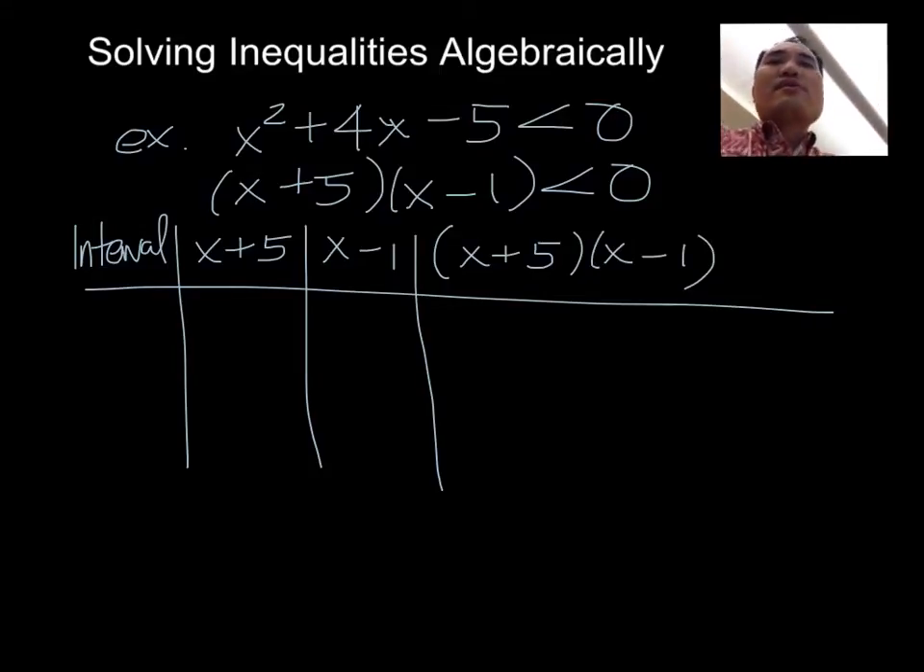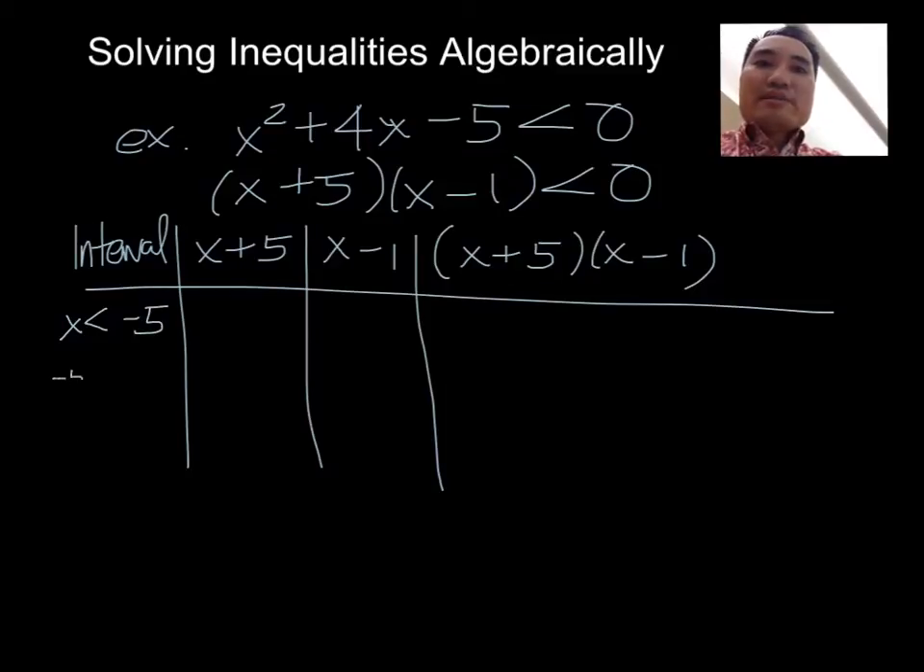Okay. Now, what are our intervals? How do we get our intervals? Well, the intervals will be separated by what we call transition points. And transition points are x values that make each of the two parentheses 0. So what makes x plus 5 zero? It would be negative 5. What makes x minus 1 zero? That's when x is 1. So we break our interval up into these three intervals. x is less than negative 5. x is between negative 5 and 1. And x is greater than 1.